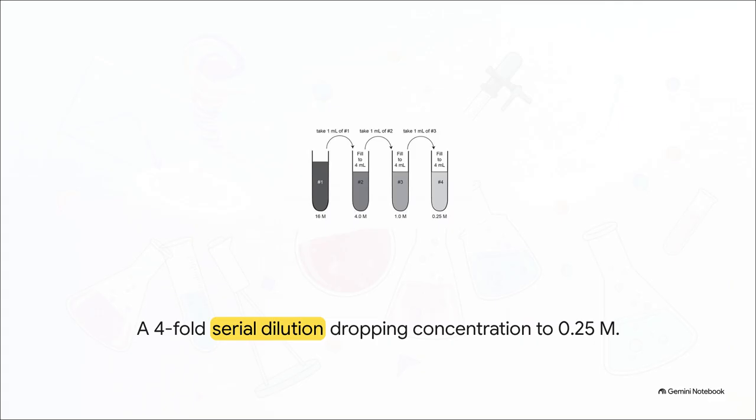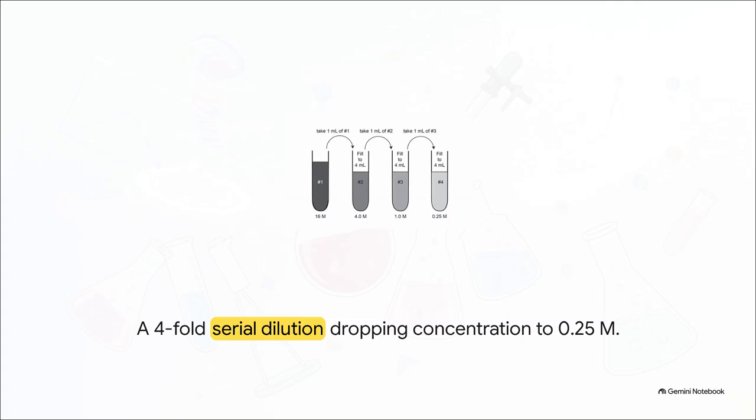We take 1 milliliter from tube number 1, which is sitting at 16 molar, and we add it to 3 milliliters of water in tube number 2, which gives us a total of 4 milliliters. We've effectively diluted it by a factor of 4, dropping the concentration down to 4 molar. Then we just do it again. We take 1 milliliter of that new solution and move it over to the next tube, and so on.